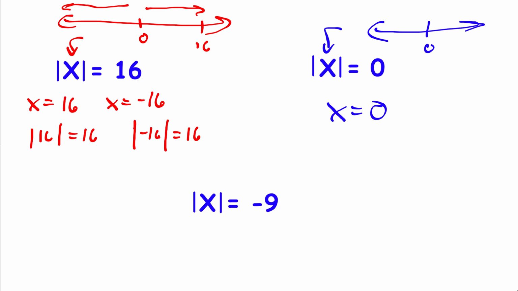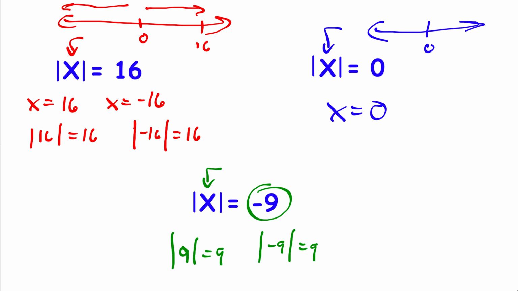Last one, what if I have negative 9? What can I take the absolute value of to equal negative 9? I can't. If you said 9, well, the absolute value of 9 is 9. The absolute value of negative 9 is 9. You cannot take the absolute value of anything to get a negative value. This is a no solution. Please remember, absolute value will always equal a positive, and this is a negative.